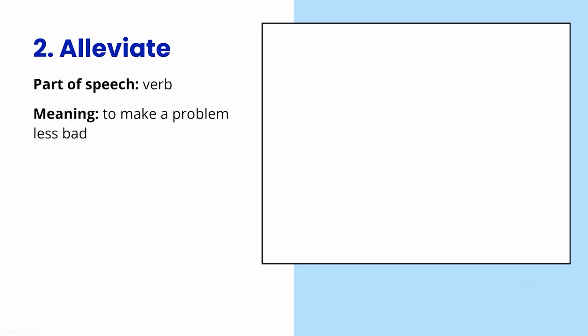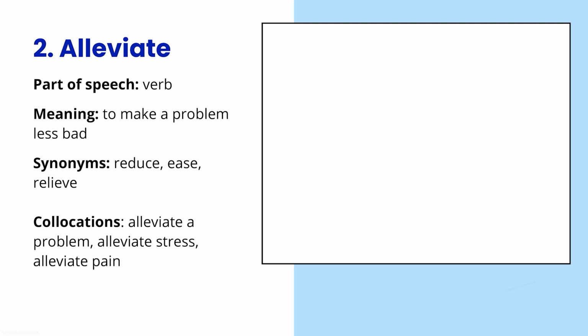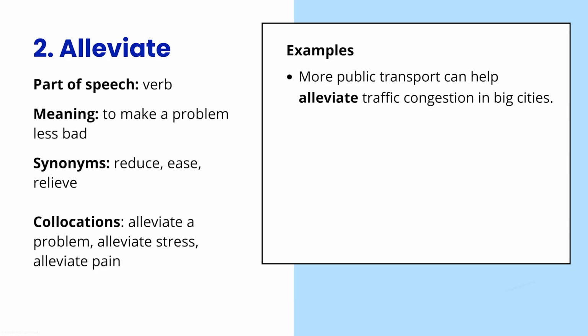Now here's the second one, alleviate. Alleviate is also a verb, and it simply means to make a problem less bad. Here are some synonyms: reduce, ease, and relieve. And here are some collocations: alleviate a problem, alleviate stress, and alleviate pain. So in all of these collocations, it simply means we're reducing that thing, we're making that thing or that problem less bad. Here's an example. More public transport can help alleviate traffic congestion in big cities.